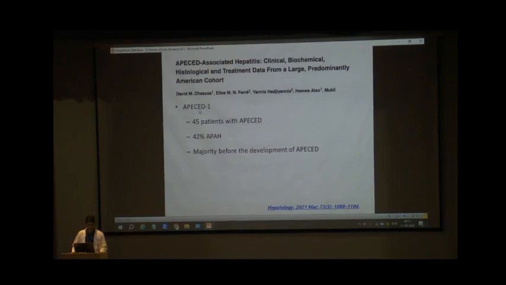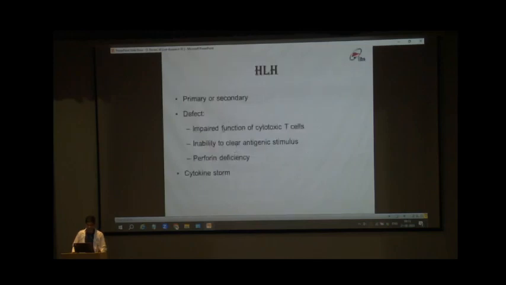The APECED is the autoimmunity polyendocrine involvement, candidiasis and ectodermal dysplasia. One of the largest studies of 45 patients with APECED showed that around 40% of the patients had evidence of autoimmune hepatitis, and the majority of the autoimmune hepatitis was diagnosed before the development of classical features of primary immunodeficiency in these patients. Another form of immune dysregulation is HLH.